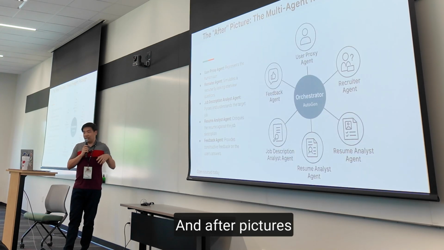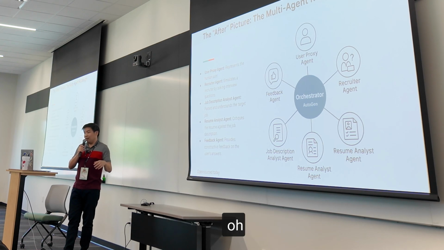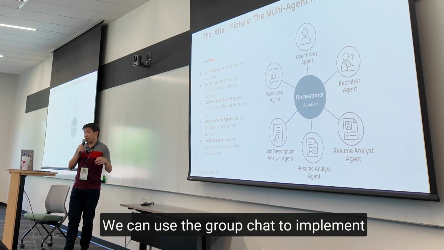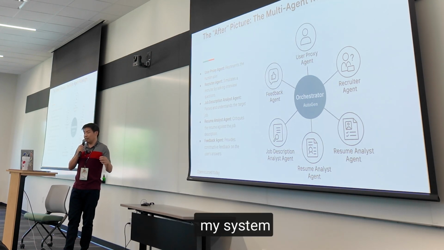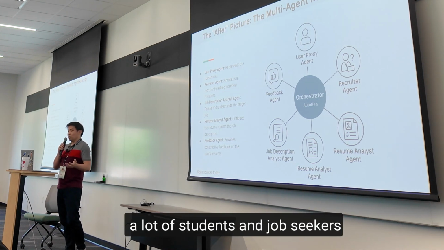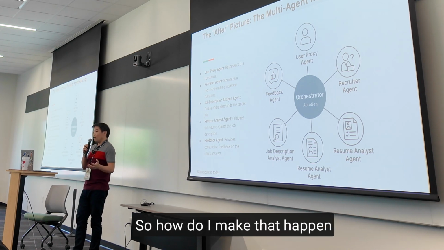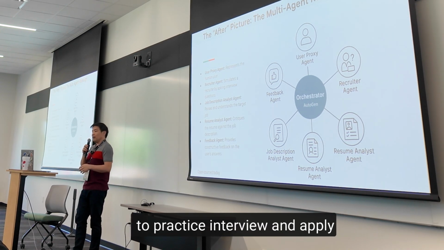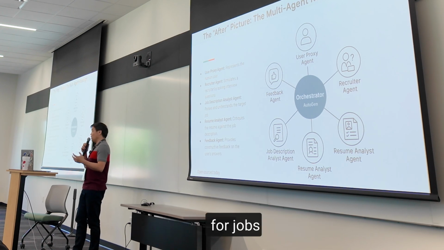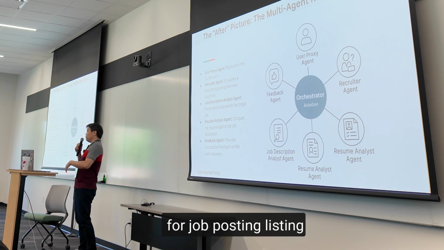And after I looked at AutoGen, I thought, oh, we can use the group chat to implement my system. My system basically helps a lot of students and job seekers practice their interviews. So how do I make that happen? Most of the time when you're trying to practice interviews and apply for jobs, you will go online and search for a job posting listing.